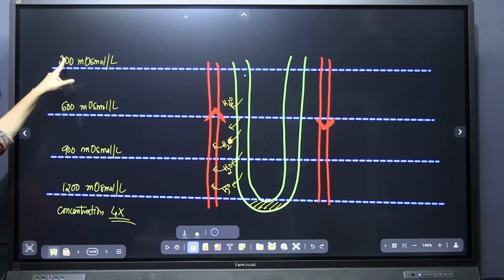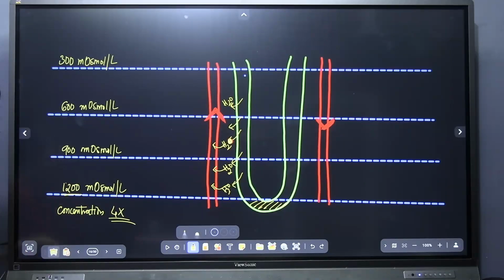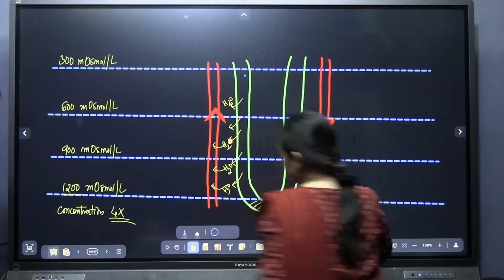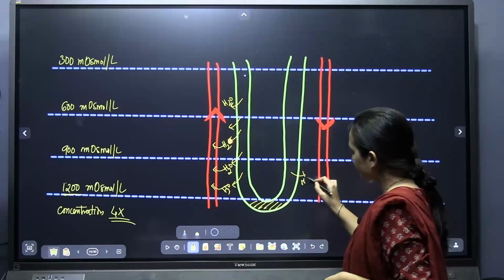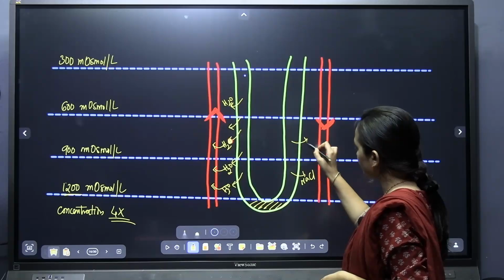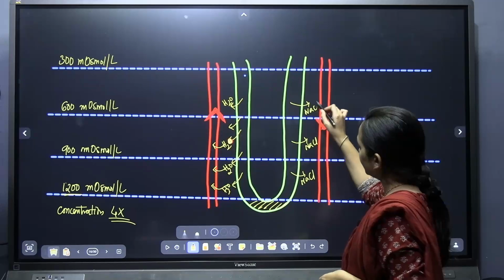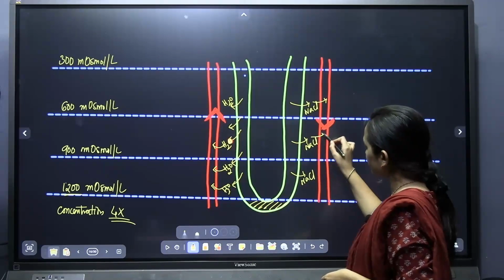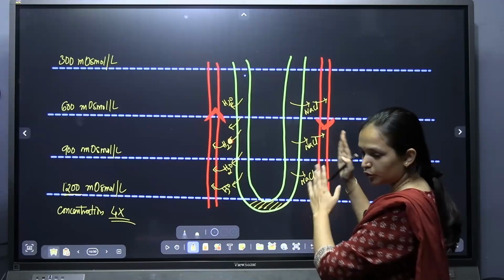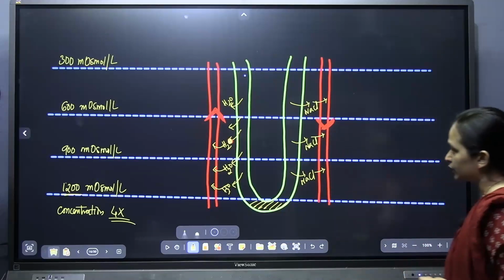In the cortex it was 300, and when it comes deeper into the medulla, it becomes 1200. Again the ascending loop of Henle is permeable to NaCl, so there is reabsorption of NaCl. How does it get reabsorbed? Within close proximity there is a blood vessel, and the NaCl will be getting into the blood vessel.